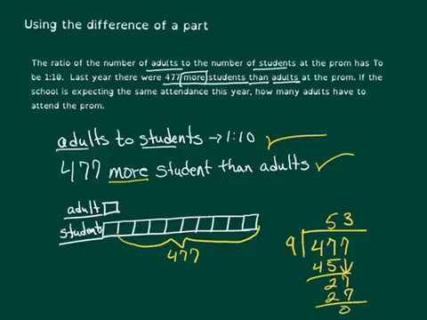You should never get remainders when you're dealing with ratios. You should never get a decimal if you're dealing with things like people, because it doesn't make sense to have a half person. All right.